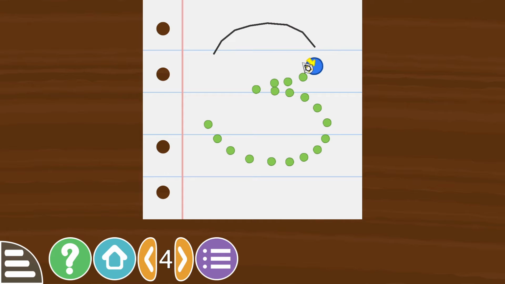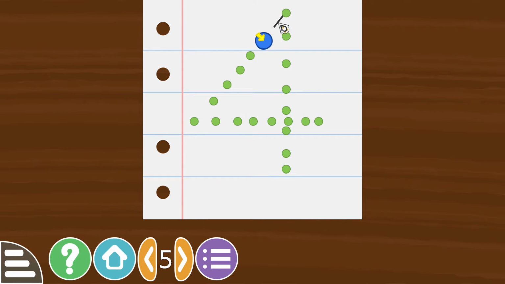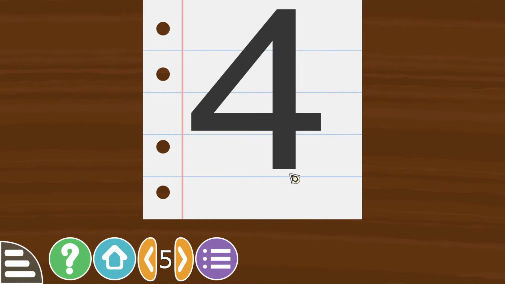A 3 is very similar to an E, but it's mirrored, and the lines are curved instead of drawn straight. A 4 starts at the top and works its way down to the middle of the left, and then its lines drawn horizontally across. Then go back up to the start of the line at the top, and then draw down a vertical line.